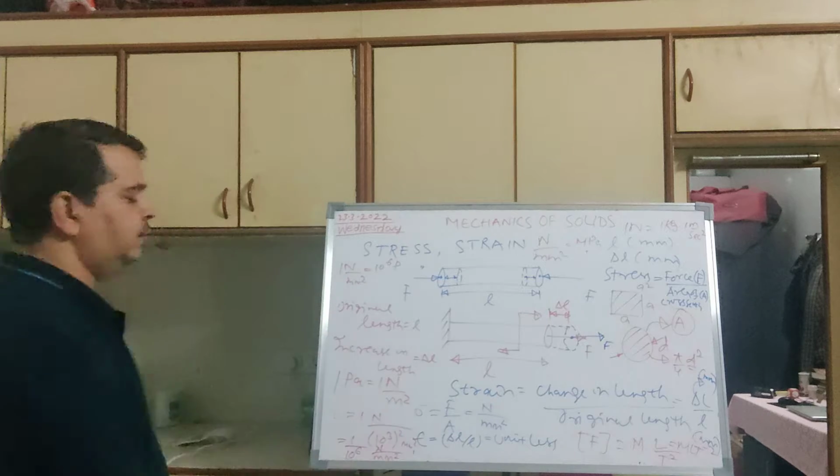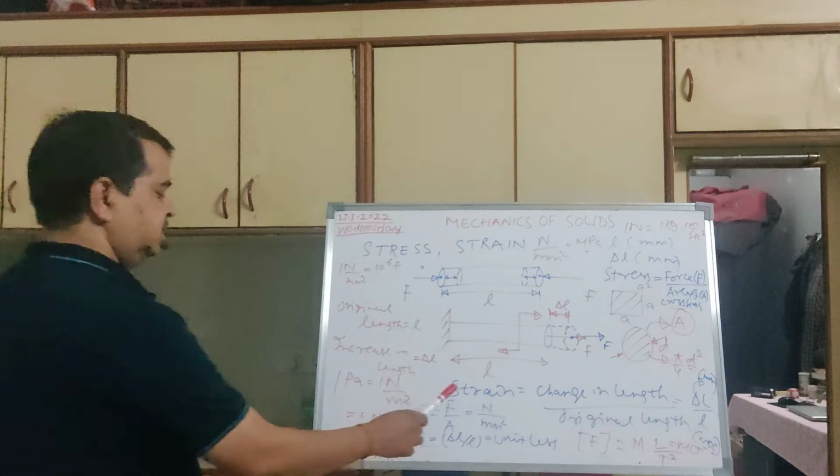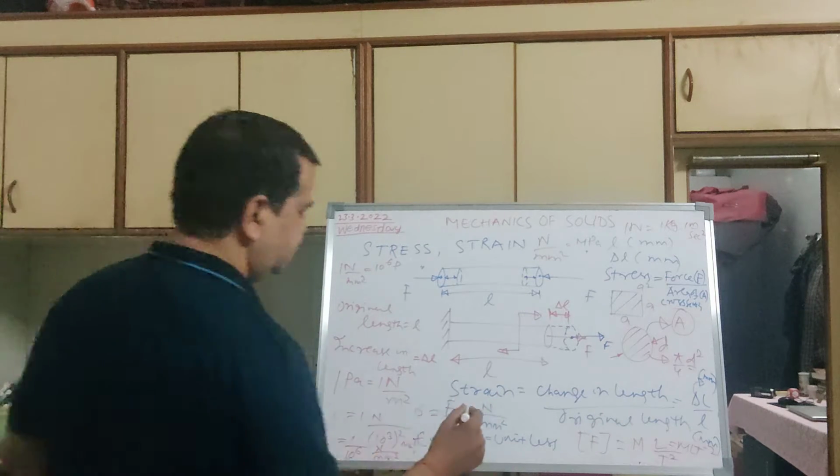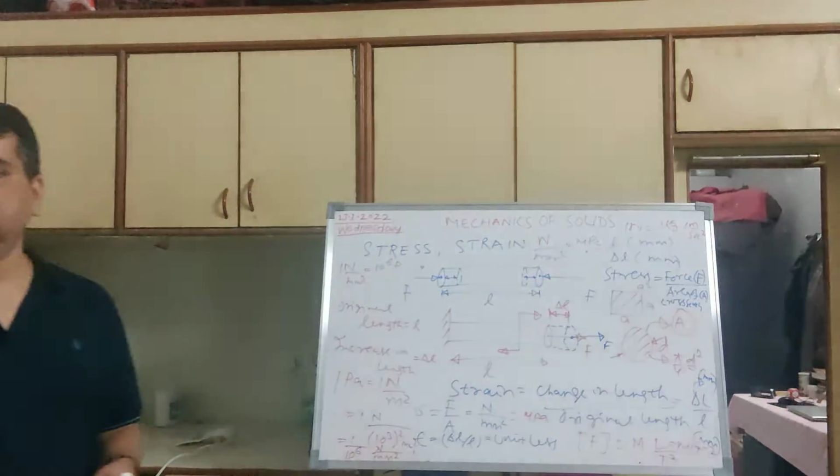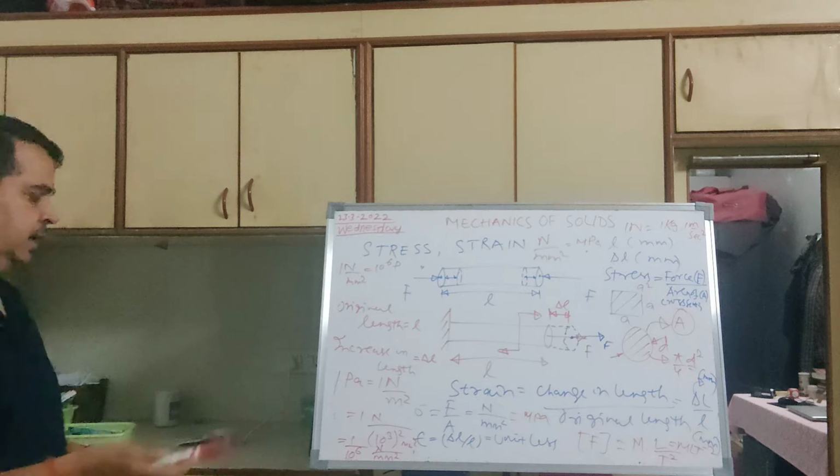So stress is equal to Newton per mm square. So this Newton per mm square is otherwise called MPa. Okay, 1 Newton per mm square is 1 MPa. That is very important. How?